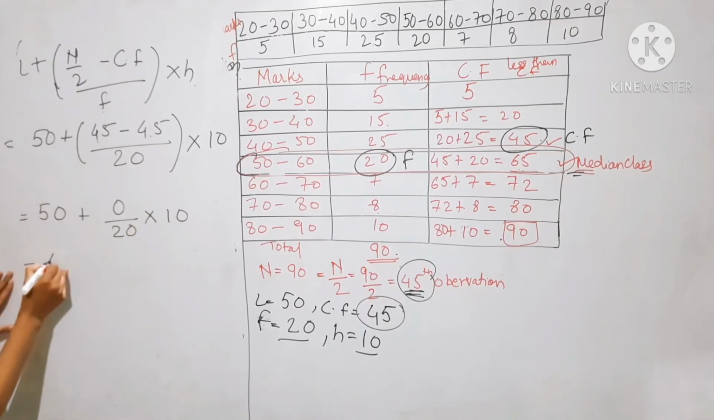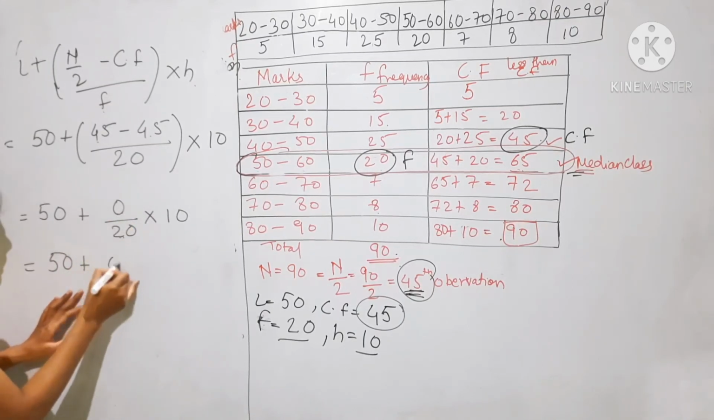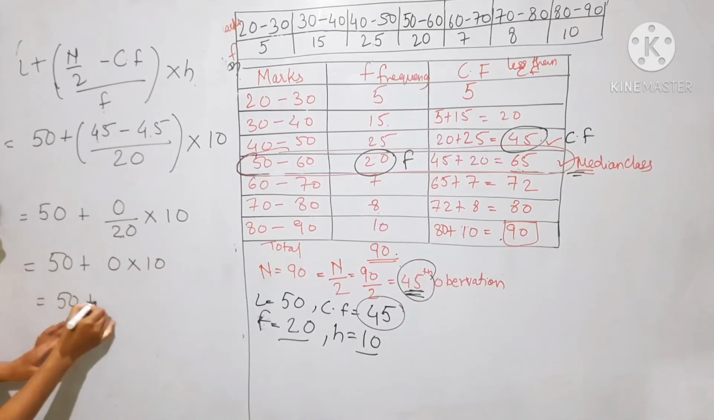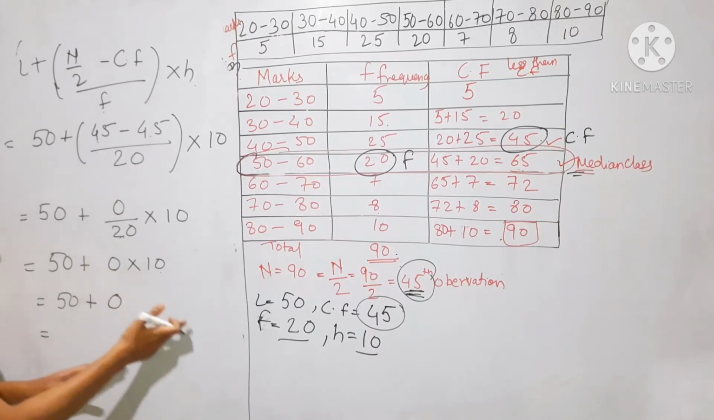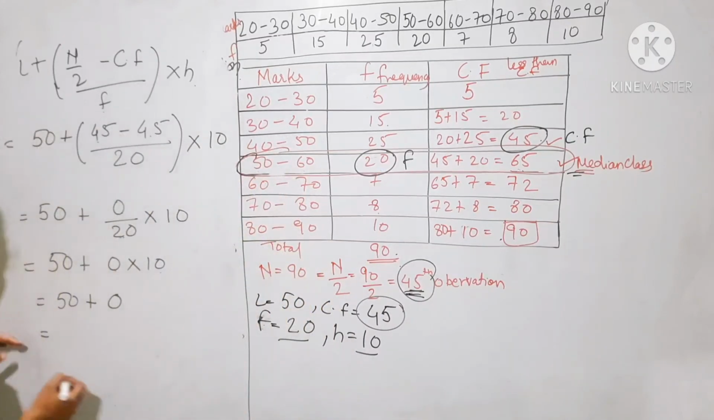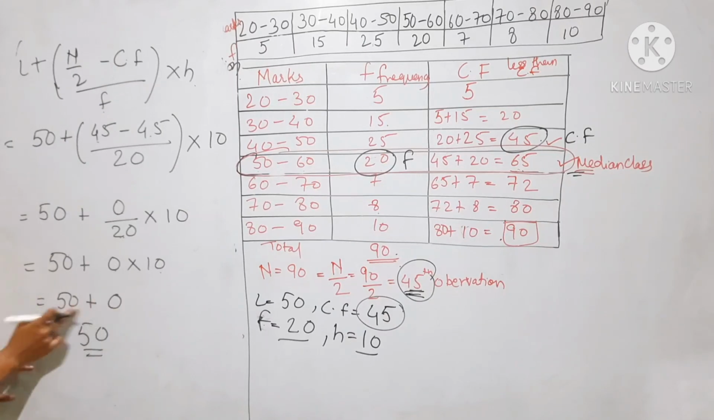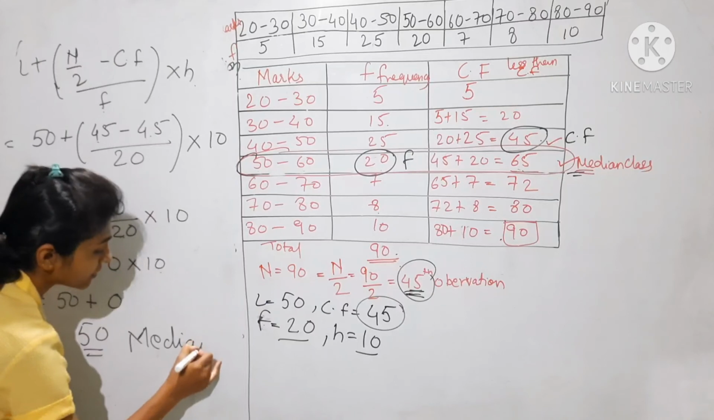So it equals 50 plus 45 minus 45, 0, upon 20 multiplied by 10. Equals 50 plus 0 divided by 20, we get 0, into 10. Equals 50 plus 0 into 10, 0 we get. Whatever you multiply or divide by 0, the answer you will get is 0. So 50 plus 0 is 50. So 50 is the median.